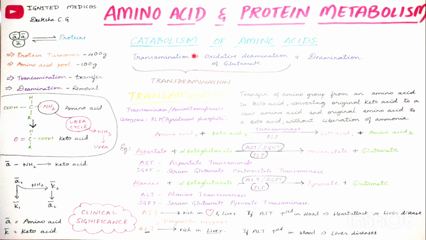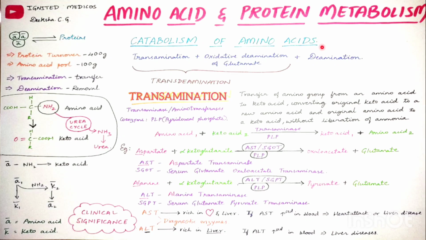Catabolism means breakdown. Anabolism means synthesizing. The two terms catabolism and anabolism together are called metabolism. Okay, now let us see how these amino acids are catabolized in our body. And let's see what the steps are first.